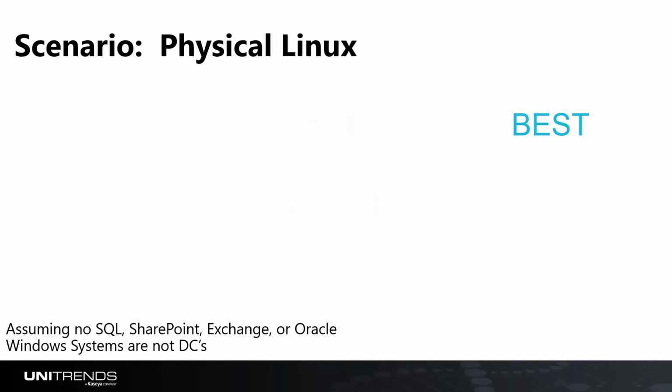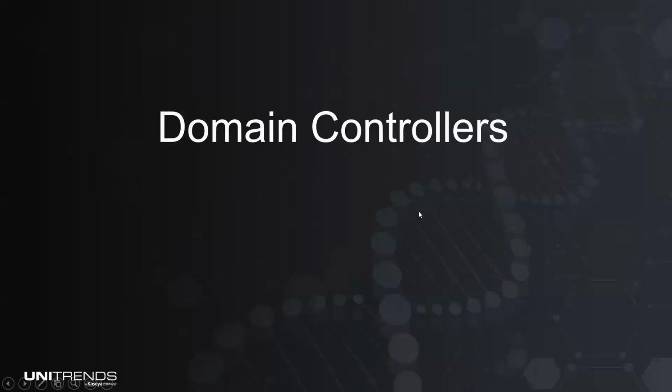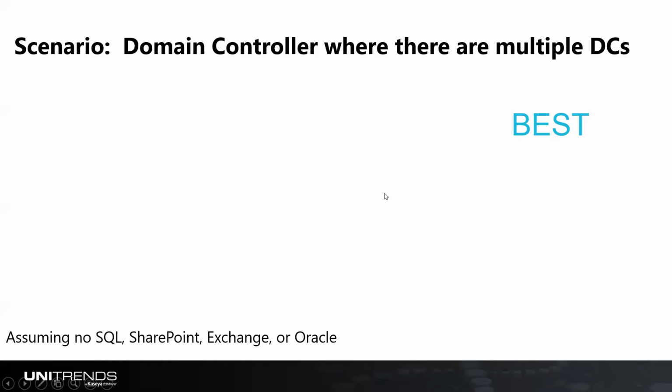Physical Linux just has one option, and it's just going to bring into focus that we want to use a file agent that is supported on the compatibility matrix to protect a physical Linux server. Let's take a look at domain controllers. Still, once again, assuming that these guys don't have SQL, SharePoint, or Exchange on them, but we're going to look at them in terms of how many domain controllers are in the environment.